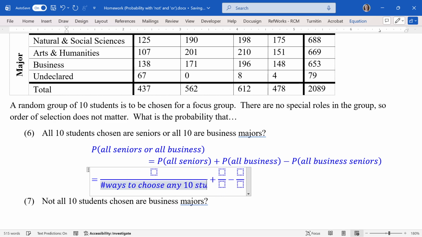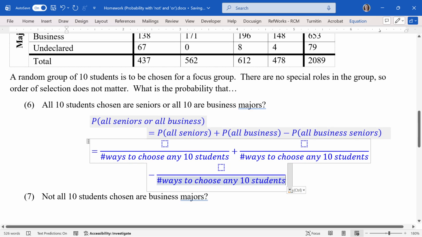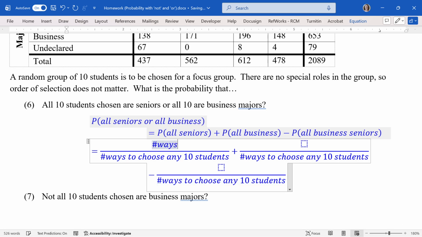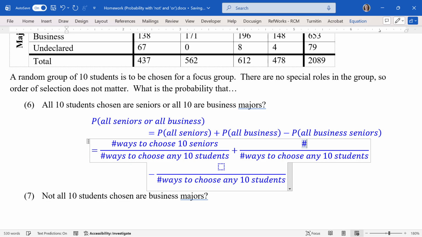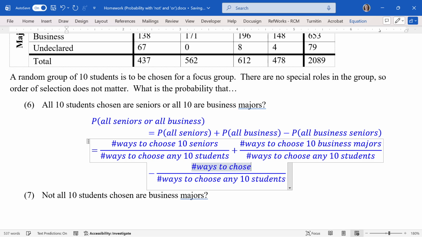Any 10 students. So I'm just going to copy that into these other fractions here. In fact, you could combine this into just one big fraction with the plus and the minus part on the top. That's also fine. So on the top of the first one, I want to have number of ways to choose 10 seniors. Next, number of ways to choose 10 business majors. And then lastly, number of ways to choose students that are both business and seniors. Can't spell choose. And let's say business seniors.